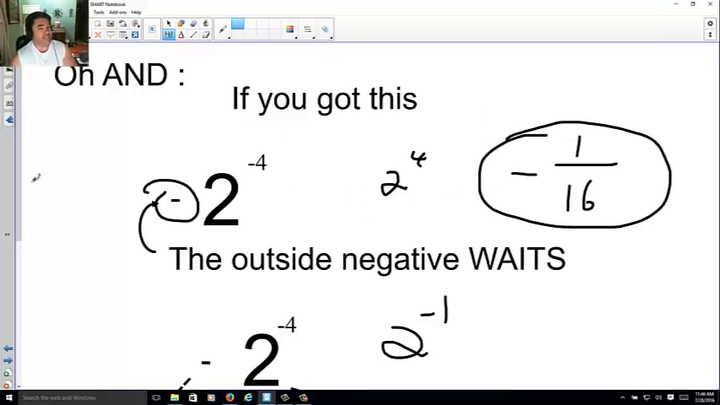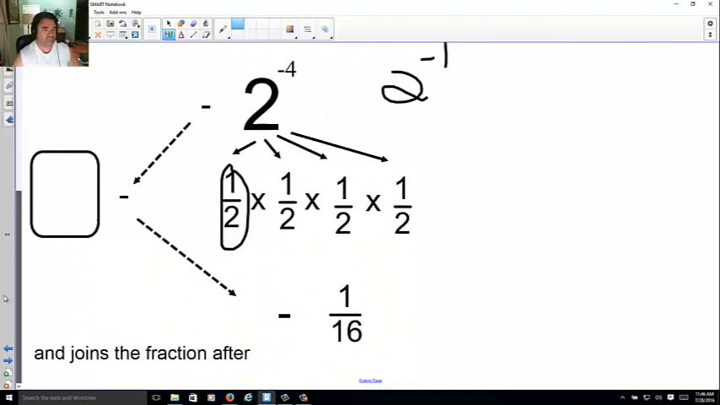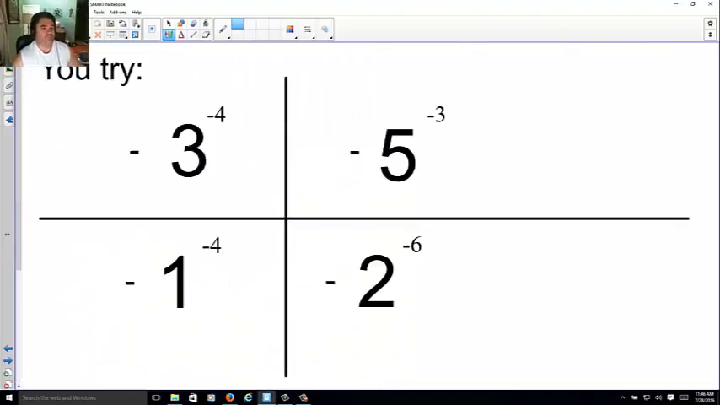This is not easy. This is Algebra 1 stuff. I'm talking like middle of the year. So if you're having trouble, that's understandable. But we will still solve it. So you try these 4. Okay, let me try to help you now.